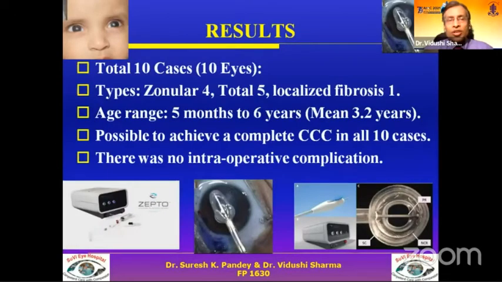So this was a pilot study, and the total cases done were 10 cases; we did only one eye of the bilateral cases, so this was 10 eyes. The types of cataract included zonular cataract in 4 cases, total white cataract in 5 cases, and one case with localized anterior capsule fibrosis. The age of the children ranged from 5 months to 6 years, with a mean age of 3.2 years. It was possible to achieve a complete capsular access in all 10 cases without any intraoperative complication.